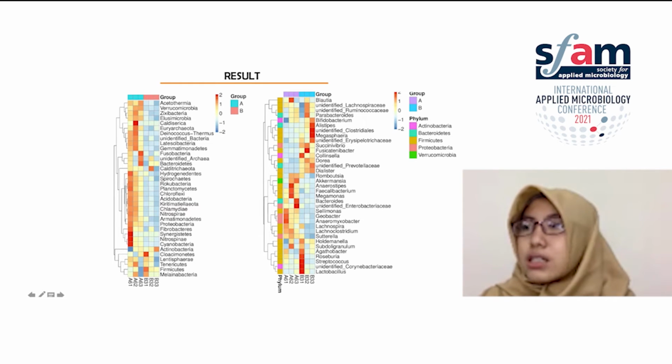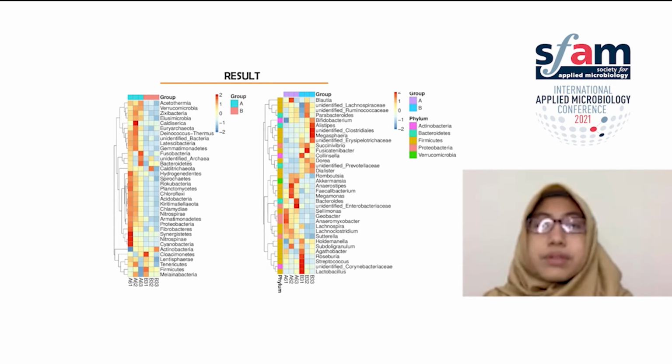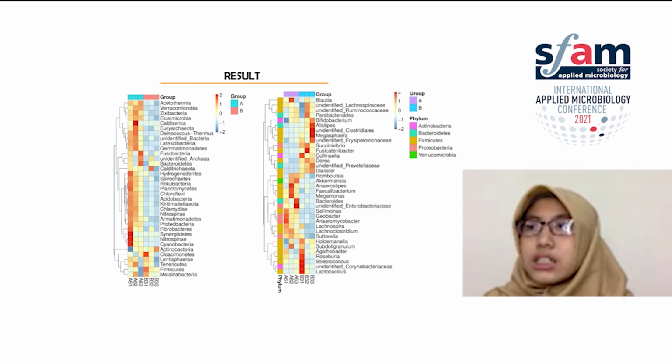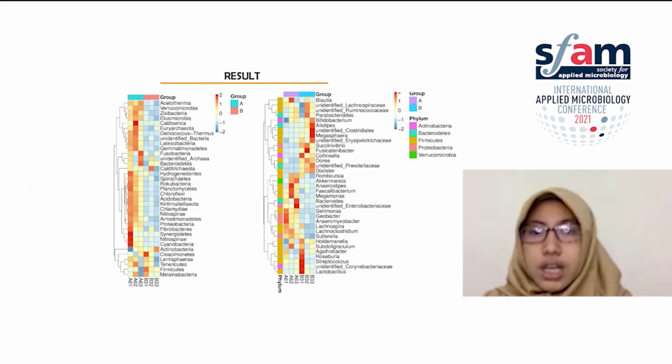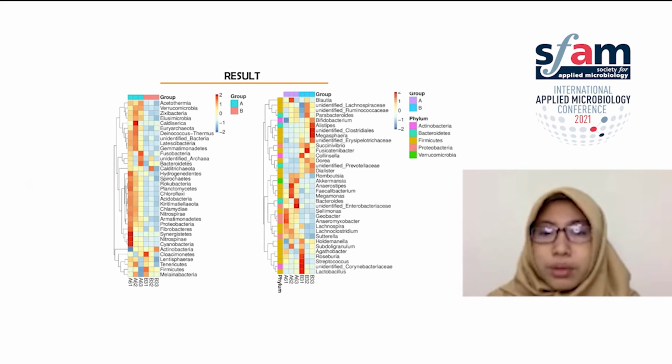The next result is at the genus level, shown in the image on the right. We can see that the distribution of the number of genera in the two groups is different. This can be seen from the different distribution of blue and red between the two groups. Genera in blue in group A will have a red color in group B and vice versa. Let's take a look at Lactobacillus as one of the examples.